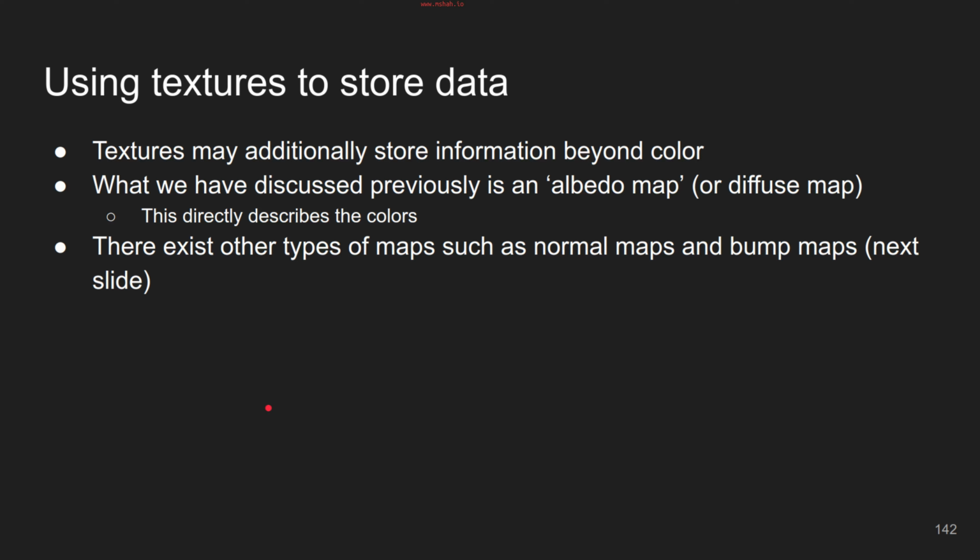And this is a really, really powerful idea. We're going to have a dedicated assignment on this, so just giving you a little bit of a preview here, that we can store information beyond just color. Previously, what we've discussed is something called an albedo map or a diffuse map that just directly describes what the colors are in an image. But there are other maps such as normal maps and bump maps.